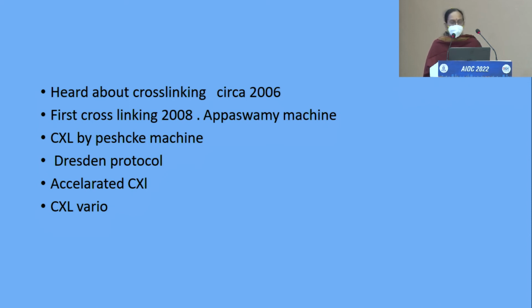Then we had the Peschke machine with the Dresden protocol. I think all of you have that experience, that in an OT with 2 tables, on one side your resident is putting the drops and on one side you're doing your phaco surgeries, trying to finish your list of 15 or 20 and doing that cross-linking for 1 hour. Maybe earlier we used to do both the eyes. Then came the accelerated protocol where with 9 milliwatts and 10 minutes you could do a few procedures in a day.